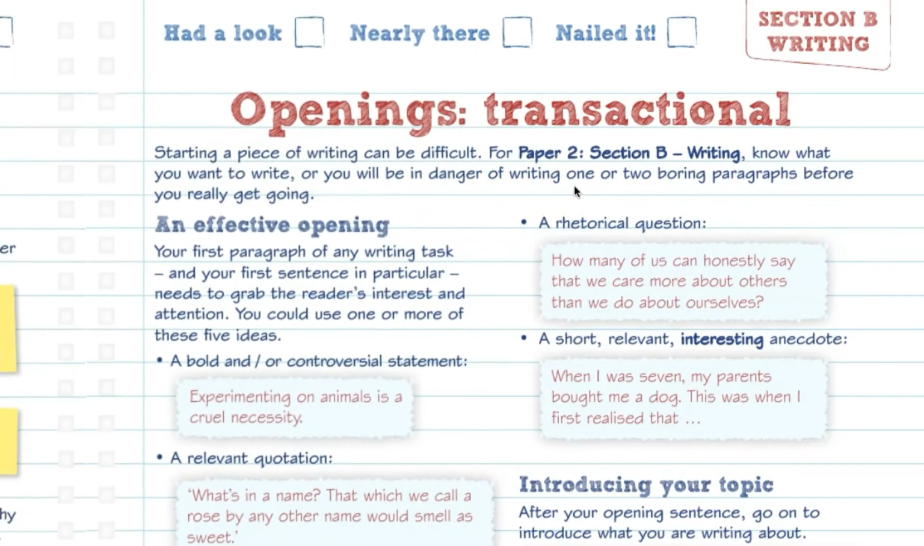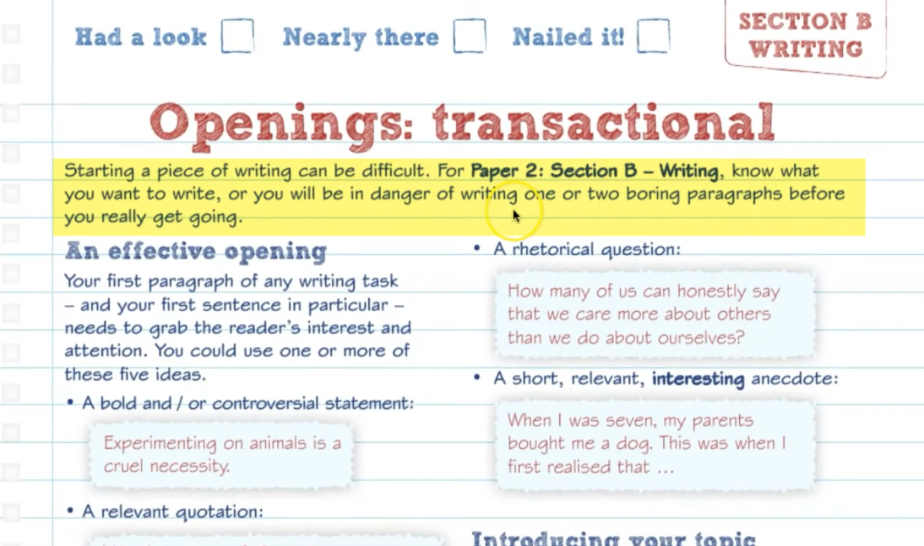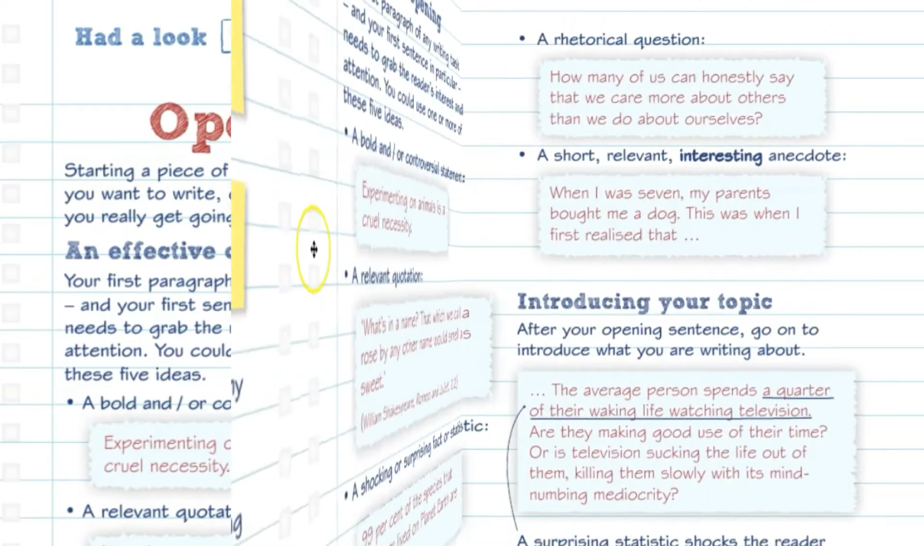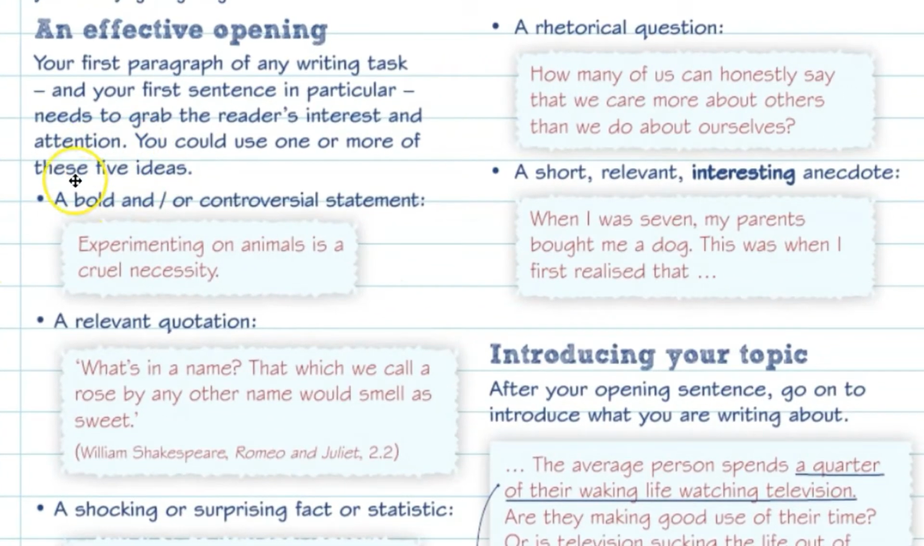The first really cool bit of advice is that I've got to not write two really boring paragraphs at the beginning, because the beginning is where the examiner wants to make up their mind as to what grade to give me. And so they give me 5 ideas that I can use no matter what the question. I can be controversial, I can start with a quotation, they've chosen Shakespeare, I can surprise them with facts or statistics, I can do a rhetorical question, or I can start with an anecdote.